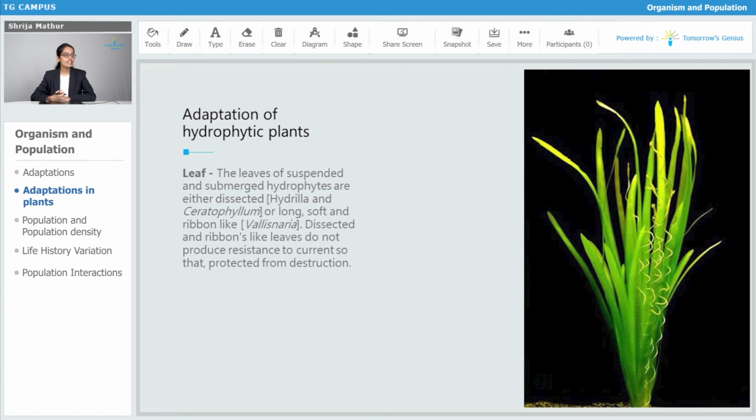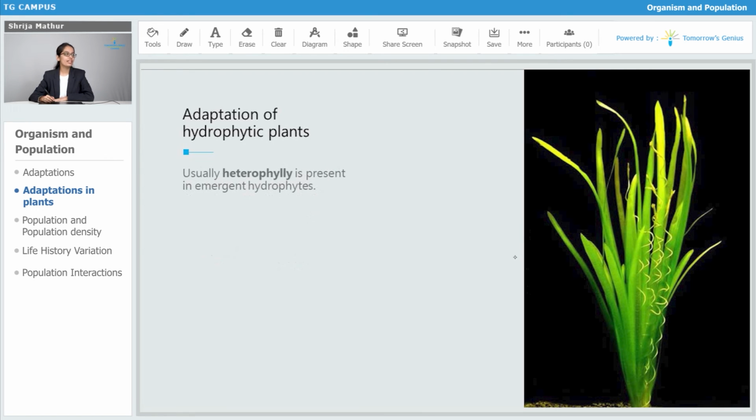Leaves. The leaves of the suspended and submerged hydrophytes are either dissected, as you can see in the diagram, in Hydrilla, or long and ribbon-like in the case of Vallisneria. Dissected and ribbon-like leaves do not produce resistance to the current, so that they are protected from destruction. So we have short, narrow, thin leaves, leaflets you can say. They are equipped to resist the air currents and water currents, so they are very narrow so that they do not get destroyed by those currents.